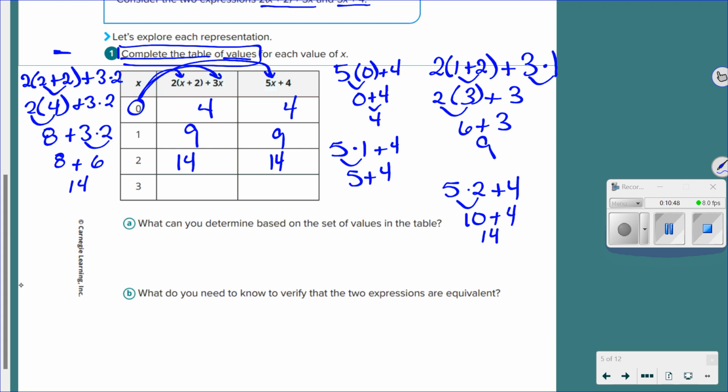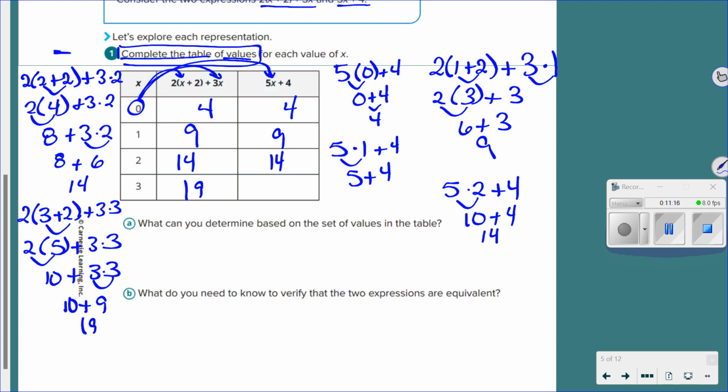All right, and what are we substituting for the last one? 3. So 3 plus 2? 5. 2 times 5? 3 times 3? 10 plus 9? 5 times 3 plus 4. What is 5 times 3? 15. 15 plus 4? 19.